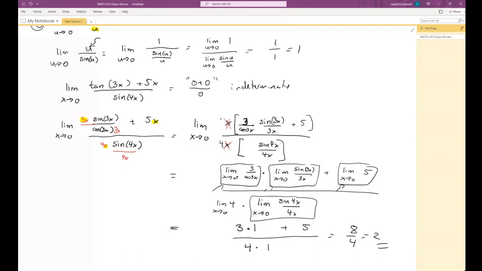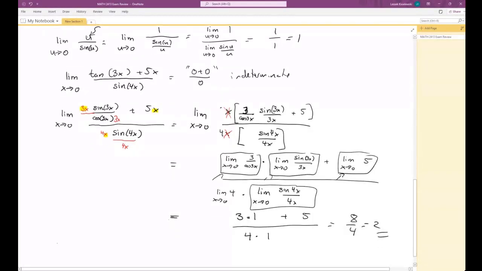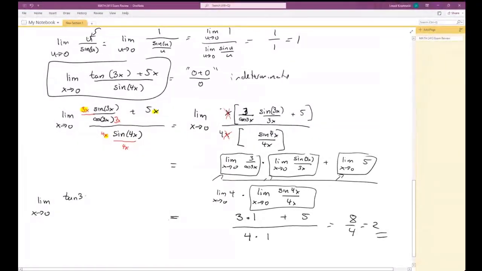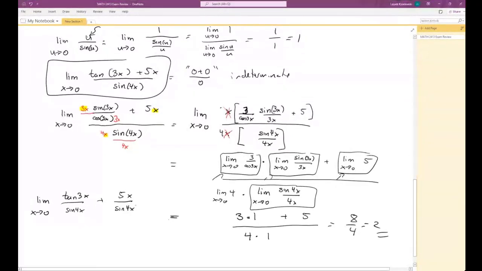When we had sine 3x over cosine 3x plus 5, all over sine 4x, you just... Very good point. That's an absolutely valid strategy. I didn't think about it, but yes. The suggestion is that since we have a single term in the denominator, we can write that as two separate fractions. So we can think of this as tangent of 3x over sine of 4x. This is a little bit more elegant, it seems to me, so very good.